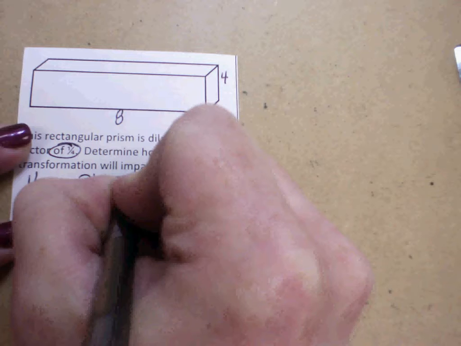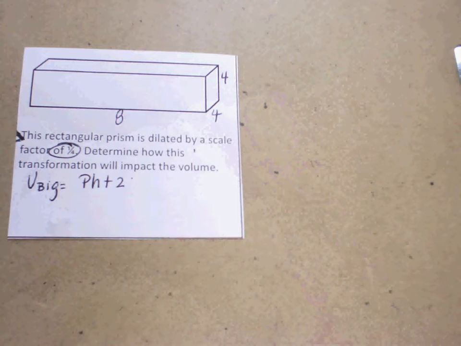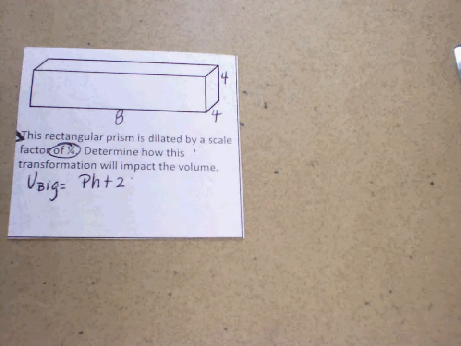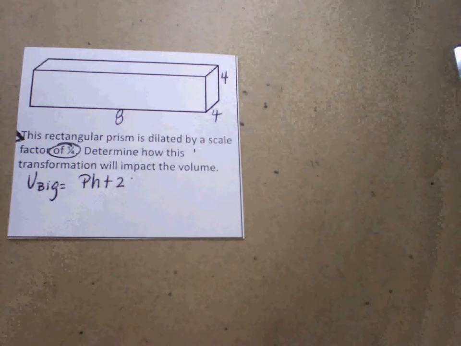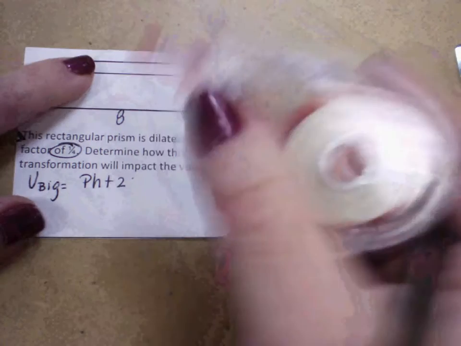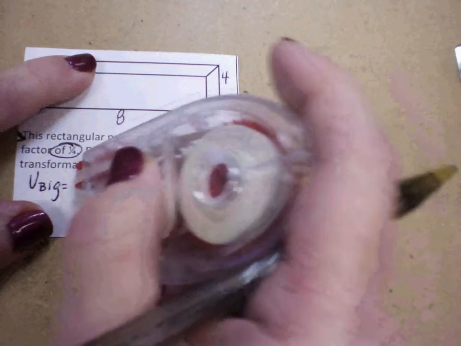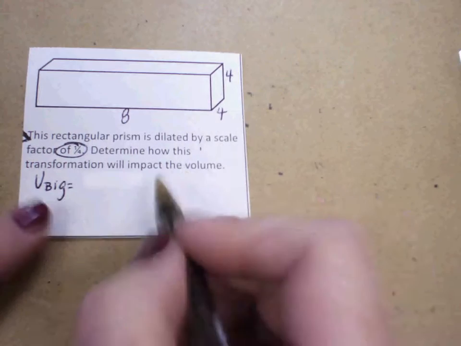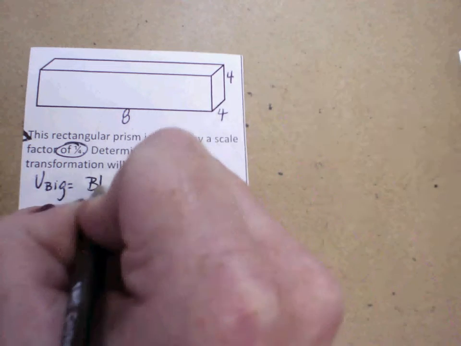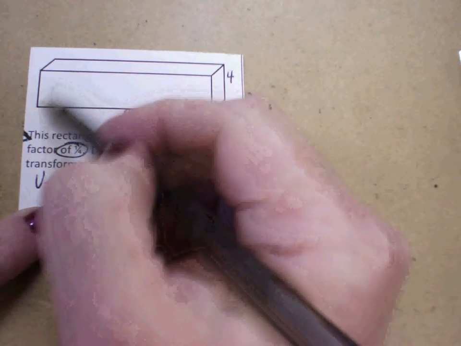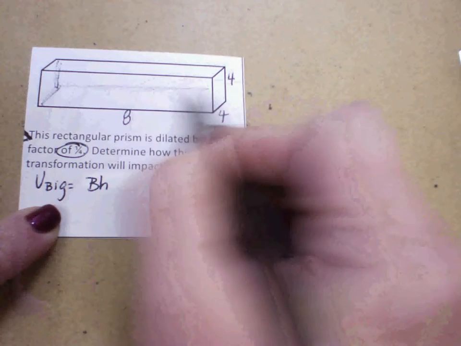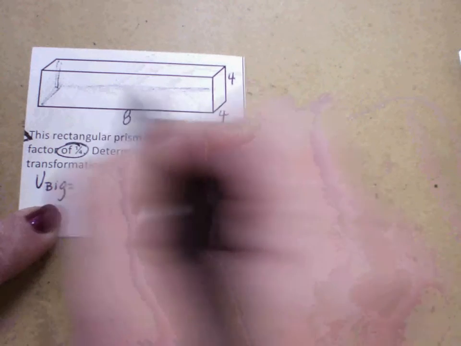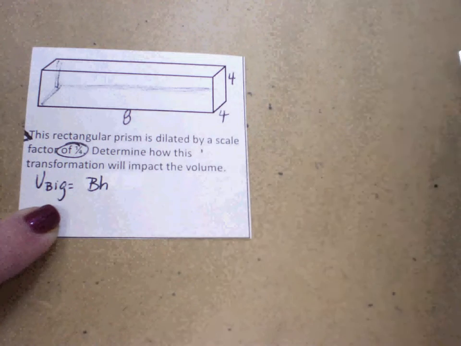All right, so let's calculate the volume of this one. What's the volume of the big one? P H plus 2B. Is that how you calculate it? Is that surface area or volume? Ah, that's surface area. I'm sorry. So that would be big B times H, right? For a minute there, I thought it was surface area. I'm sorry, guys. It's volume. So big B times H.